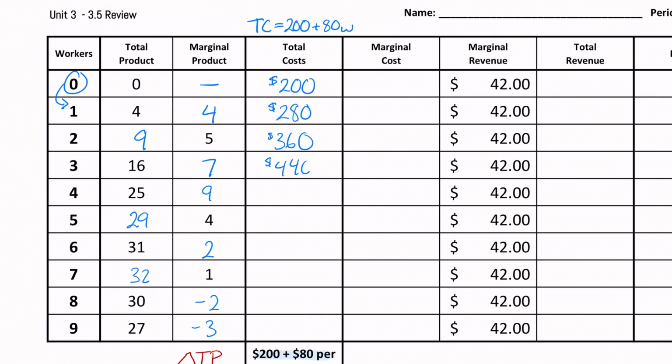And then when we have 3 workers, when we plug a 3 into that W, it would end up being 440. I'm just going to keep going through these. So we would have 520. From there, we would have 600, 680, 760, 840, and then finally we would have 920.